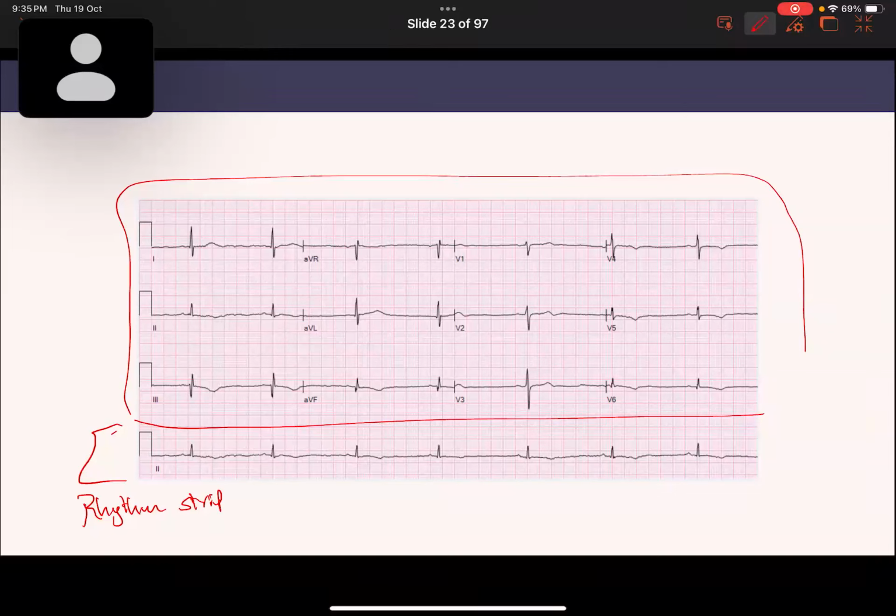So for this ECG, the first thing that we're going to do is look at the rhythm strip to determine the rate. And we're going to talk about why it is called the rhythm strip in a few seconds. The way you're going to do that is two ways. We said there is the box method, and then there's the R-waves method.